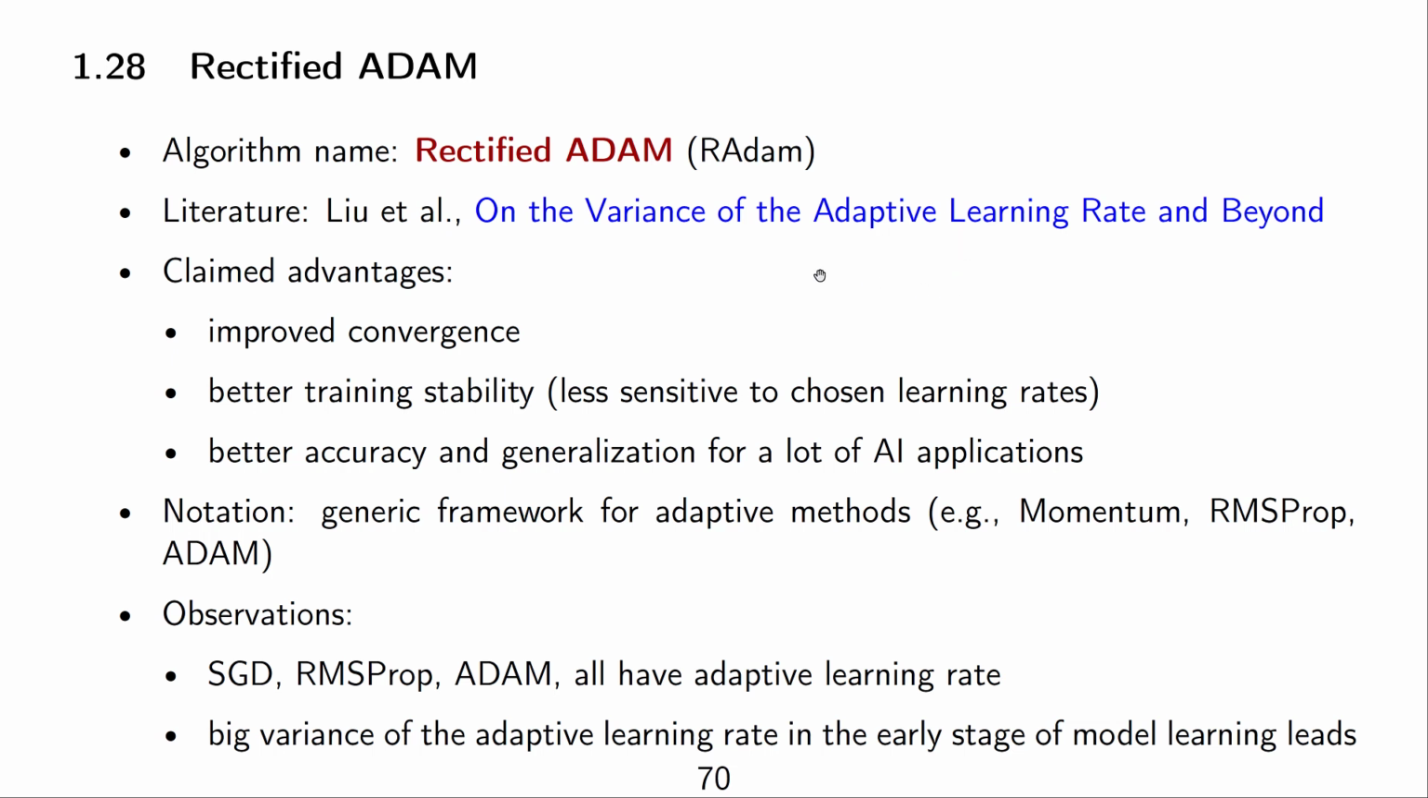So Rectified ADAM is a paper that tries to improve upon the startup phase of ADAM. This paper came out last summer, and it was pretty popular on several blogs at that point in time. It claims several advantages, but ultimately what it claims is that it would lead to overall slightly better results.